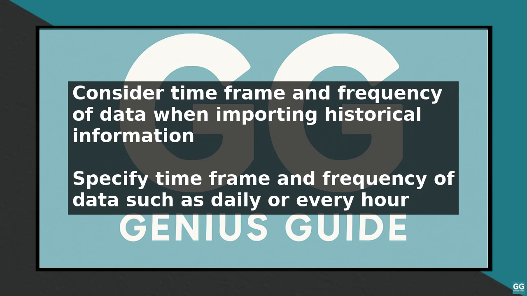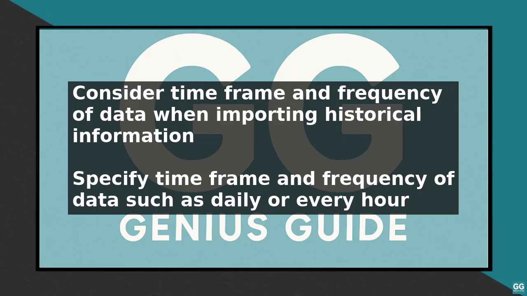For example, you can use the following API endpoint to retrieve daily historical data for a specific wallet: https://api.debank.com/v1/wallet/history. You can specify the wallet address, start and end dates, and other parameters in the API request. Once you have retrieved the historical data, you can store it in a database or use it for analysis.